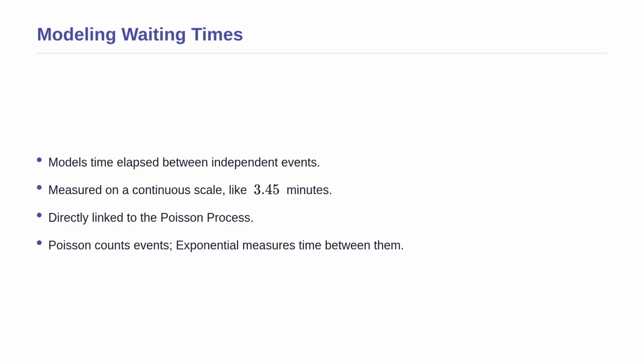This distribution is explicitly linked to the Poisson process. Remember that a Poisson process counts how many events happen in a fixed amount of time, like 5 customers arriving in 1 hour. The exponential distribution is the other side of that exact same coin. While Poisson asks how many events happen, the exponential distribution asks how much time passes before the very next event. If customers arrive at a constant average rate, the waiting time between them is exponentially distributed.